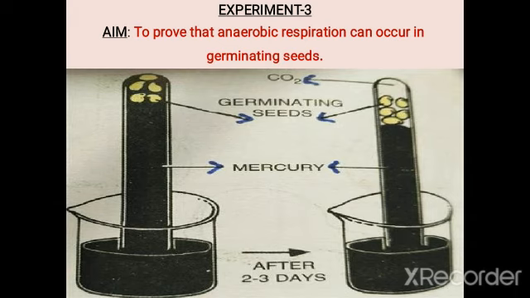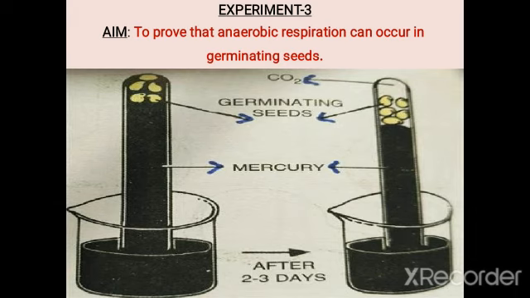Now, the third experiment, children, is to prove that seeds can respire aerobically, which we saw in the first experiment, and they can also respire anaerobically. Now, in this experiment, you have to take a beaker and fill it half with mercury. Mercury is a shiny liquid, as you know, used in thermometers. Now take a test tube. At the bottom of the test tube put some germinating seeds. Again fill it full with the mercury. Invert it carefully in the beaker containing mercury.